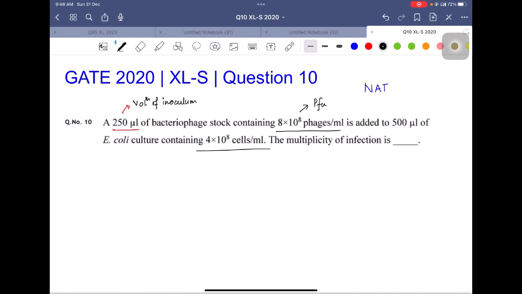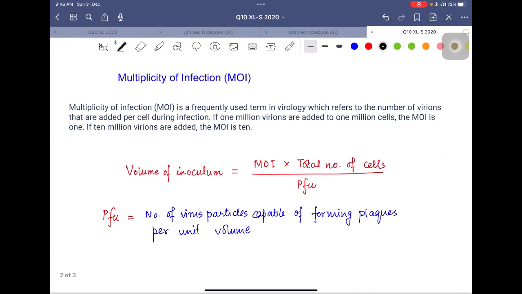So it actually gives us an idea of the total number of cells. But the total number of cells is not directly given, so that is what we have to calculate, because it is stated that 500 microliter of E. coli culture contains 4 into 10 to the power 8 cells per ml. We have to calculate the total number of cells, and we have to calculate the multiplicity of infection. So what is multiplicity of infection?